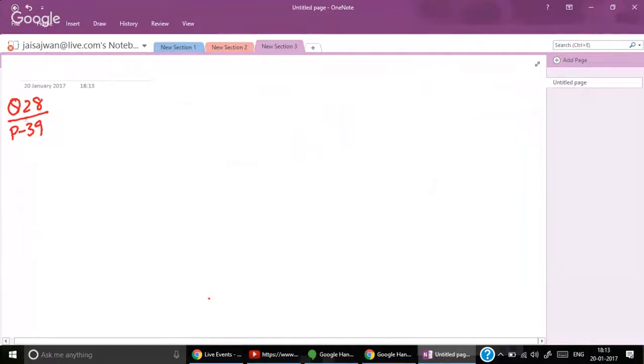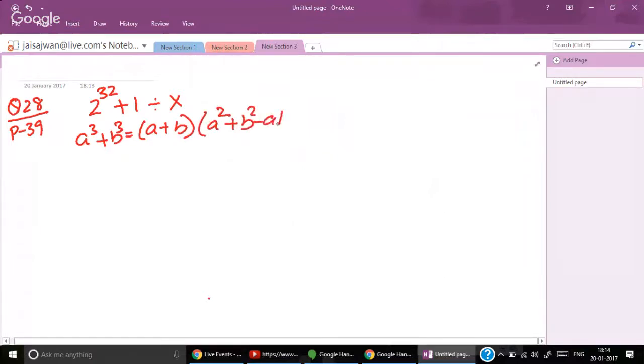The question says that 2 to the power of 32 plus 1 is exactly divisible by a certain number. Say x is that number. Then some other number is also divisible by the same number. If you remember this, we discussed it in the classroom. What is A cube plus B cube? I'm sure everyone knows that it is A plus B into A square plus B square minus AB.